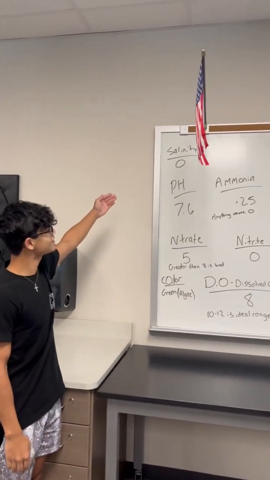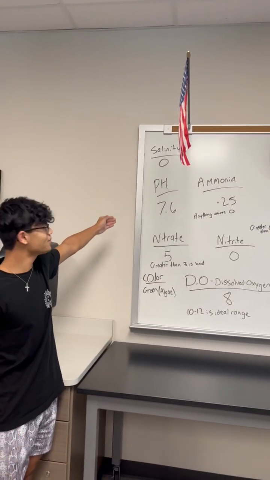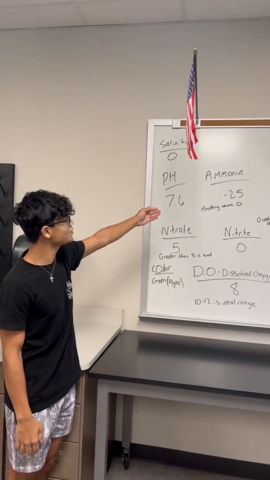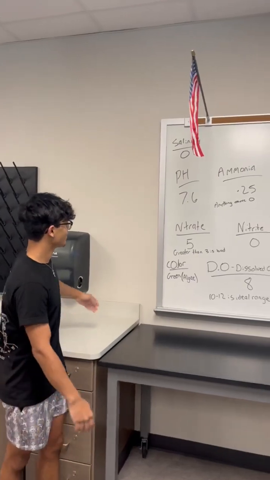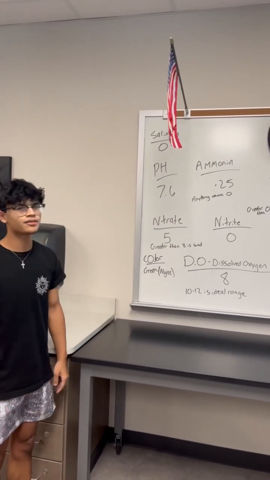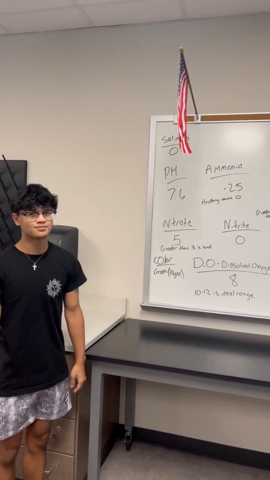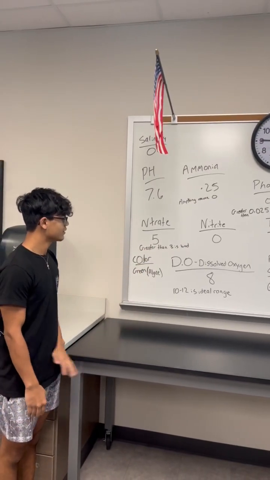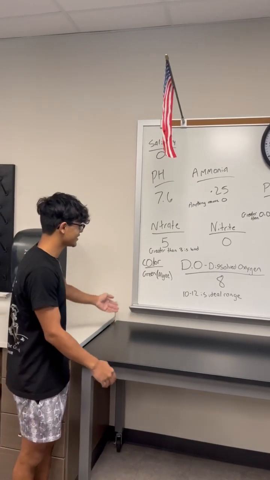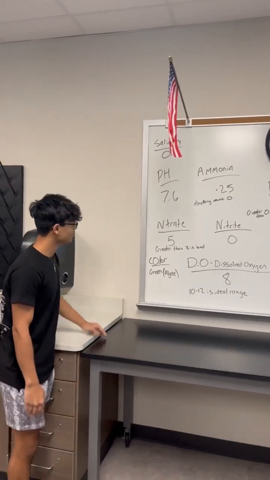Our salinity was 0, our pH was 7.6, our ammonia was 0.25, which, by the way, anything over 0 is bad. Our nitrate was 5, anything greater than 3 is bad. Our nitrite was 0, our dissolved oxygen was 8, usually the ideal range is 10 to 12, and the color of our algae was green.